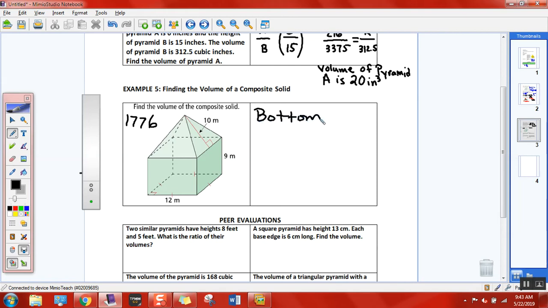Do you guys see the bottom here? 12 by, what's this distance right here? 12 by a height of what, kids? Yeah, bottom is 12 by 12 by 9. Okay, run that number and we'll bank it. 1,296. Okay.